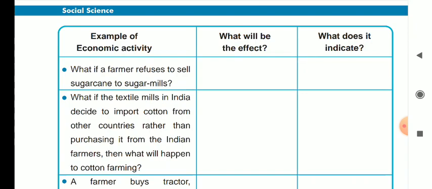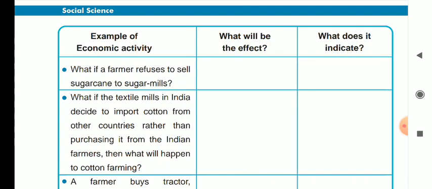Second, what if the textile mills in India decide to import cotton from other countries rather than purchasing it from Indian farmers? Then what will happen to cotton farming? The primary sector will be affected. India should control its imports. Our economic activities will be affected.